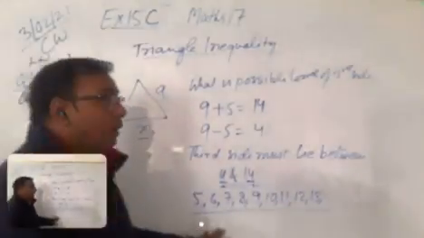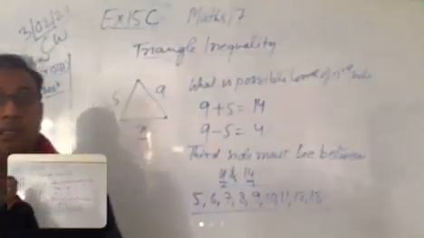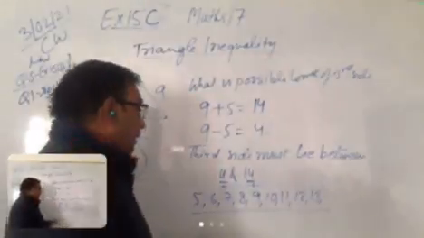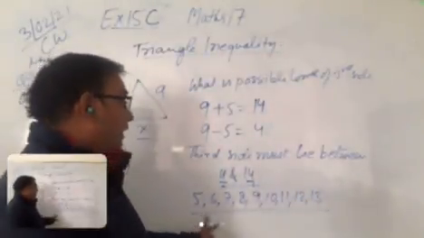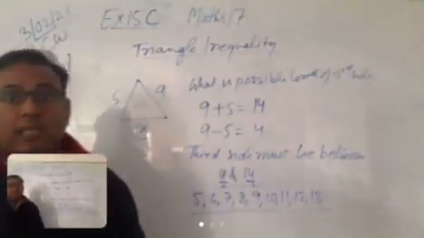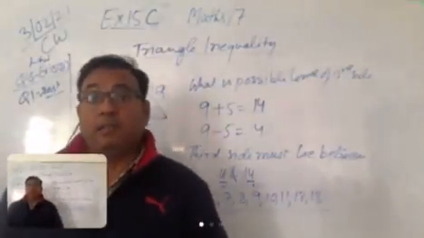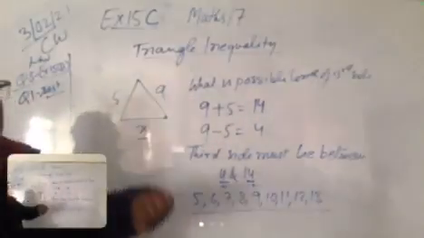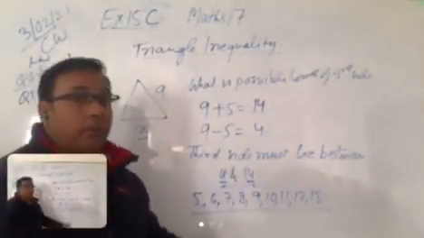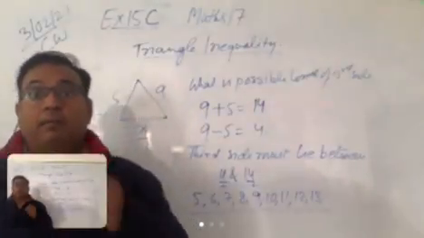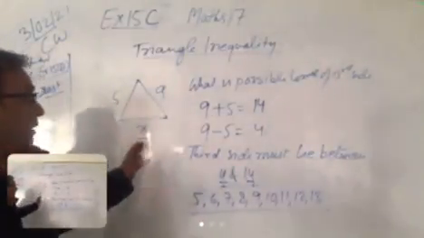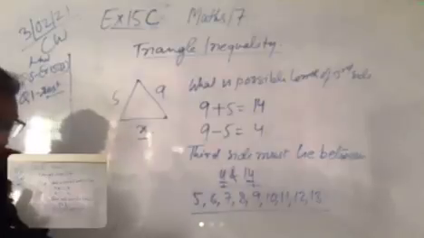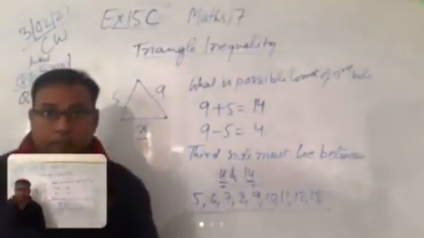कि थर्ड साइड क्या हो सकता है. It may be, it's not sure, it may be from 5 to 13. 5 हो सकता है, 6, 7, 8, 9, 11, 12, 13 हो सकता है. Because of this property, triangle inequality, we are able to know the possibility, but we are not sure about the third side. Clear? Good.